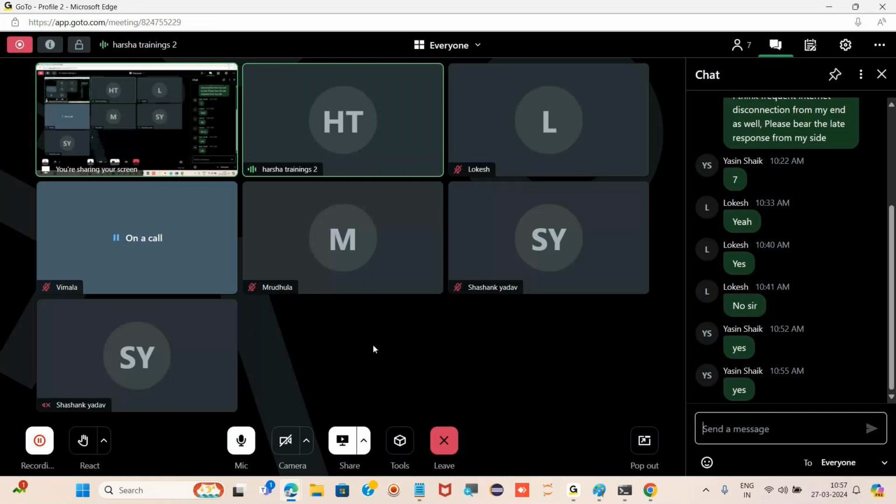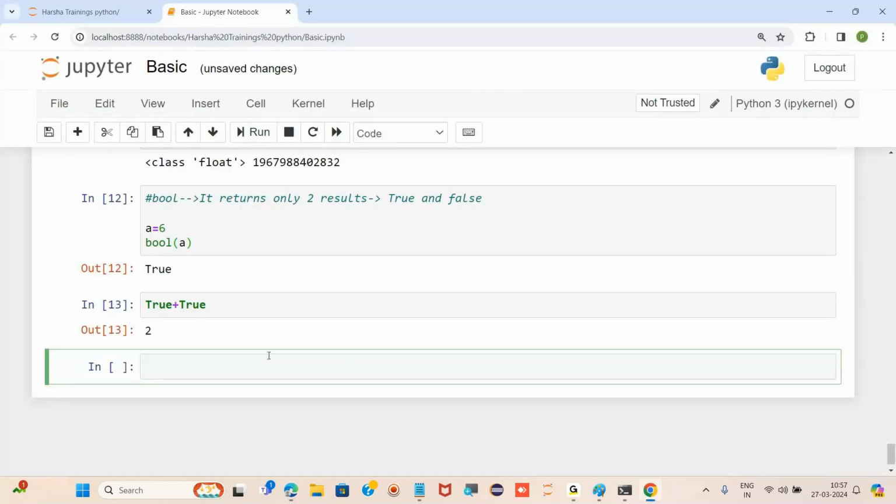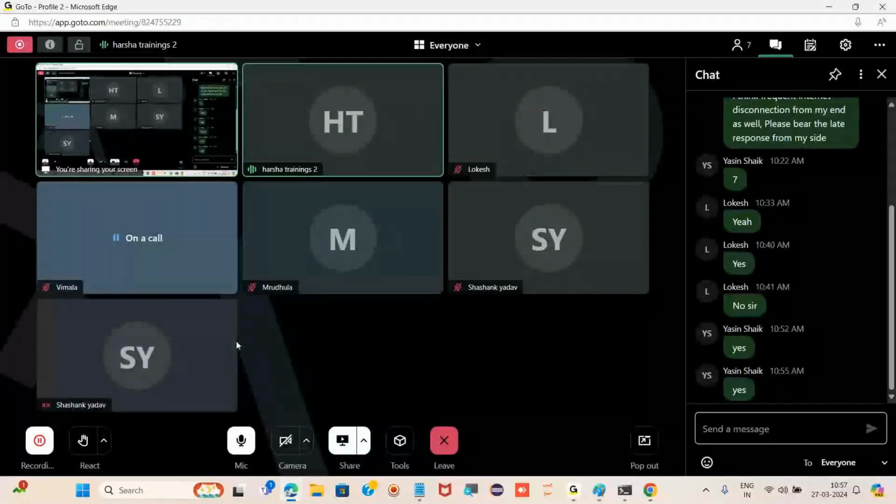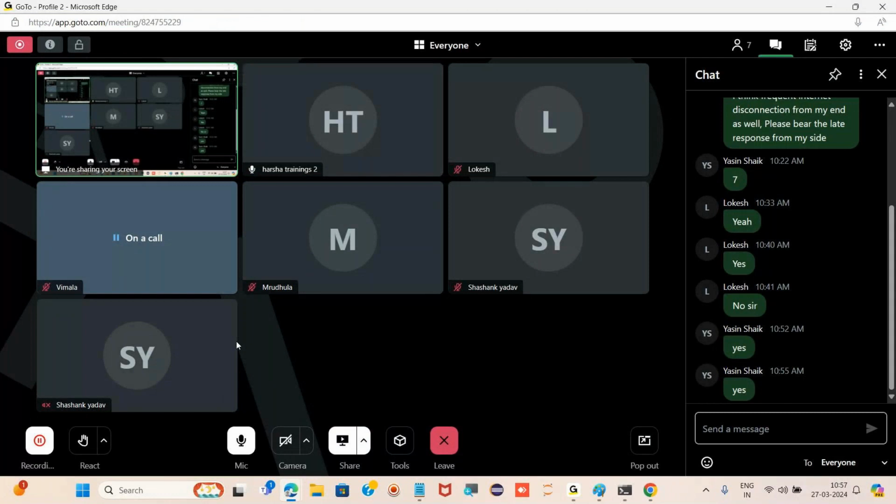Yasin. Where is Yasin? Yasin again, he left. Lokesh. Lokesh, why is it giving 2? Lokesh, you can unmute yourself.